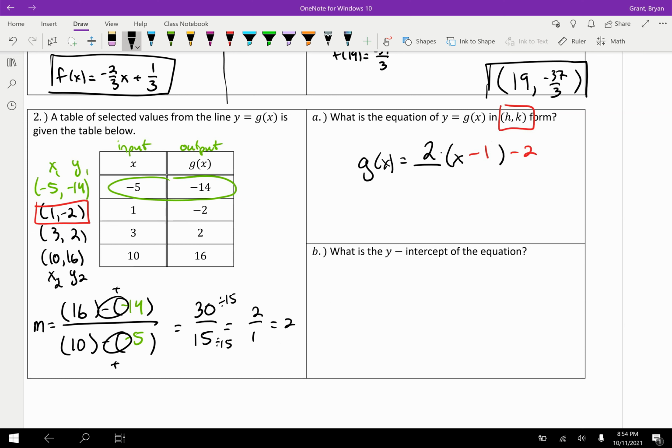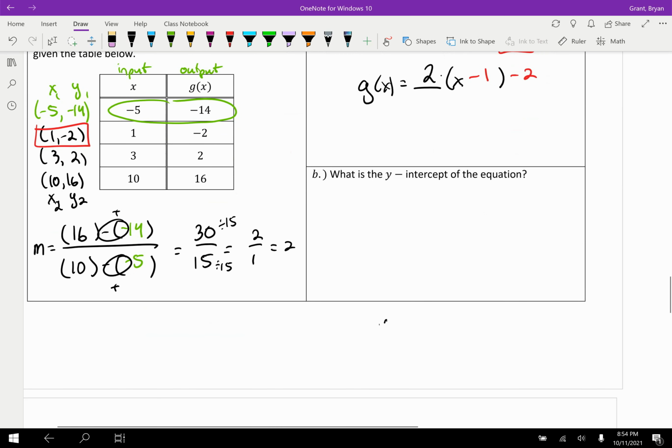Now, they're asking you to find the y-intercept for part B, and I don't want you to do too much work. There's actually a pretty quick, clever way to do this. Now, one way you could find the y-intercept is you could replace the x with 0, right? And you could say y equals 2 times 0 minus 1 minus 2, and you could do the math. That will find the y-intercept. But another way to find the y-intercept is to realize if you put your equation in slope-intercept form, the b is the y-intercept. And slope-intercept form is pretty quick, I think.